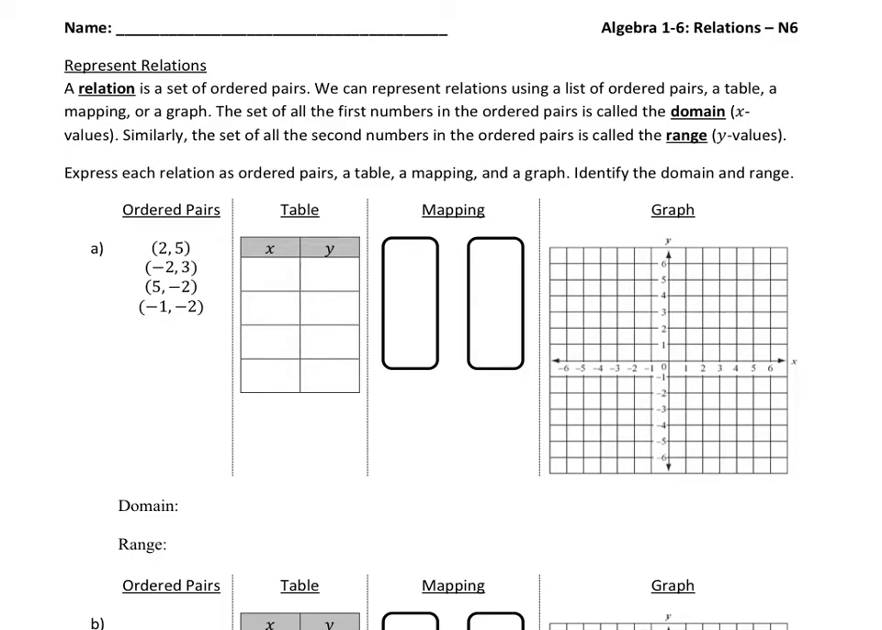Unit 1, Lesson 6, Note 6, Relations. Represent relations. A relation is a set of ordered pairs. We can represent relations using a list of ordered pairs, a table, a mapping, or a graph.